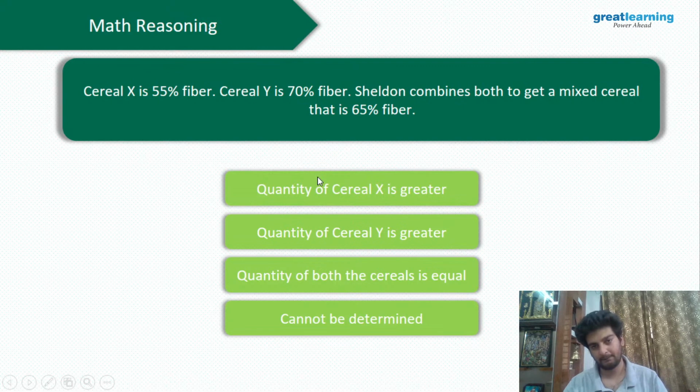Now on the other hand, let's say if this would be around 60, right? If the mixed cereal's percentage was around 60% or 58%, then you could say that the quantity of cereal X is greater. So I hope everyone understands the question now. Great.